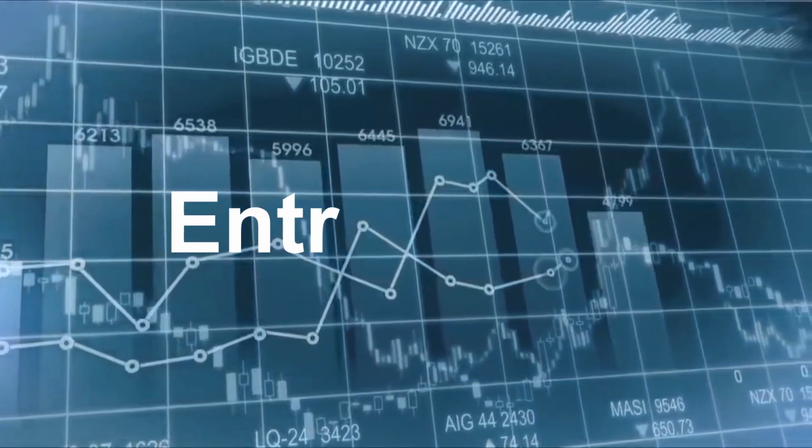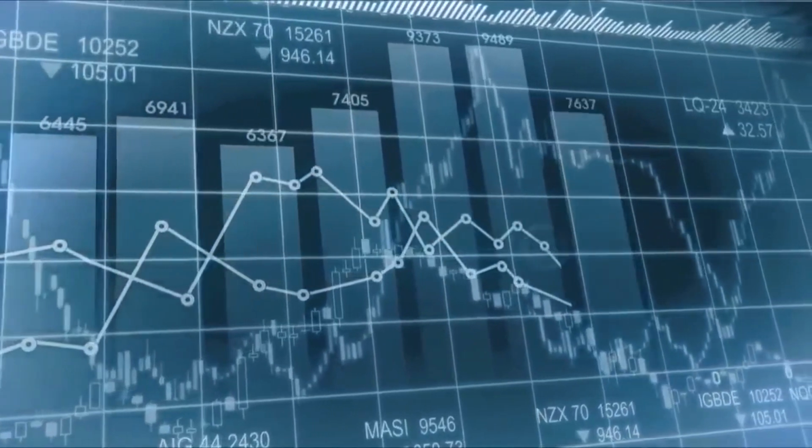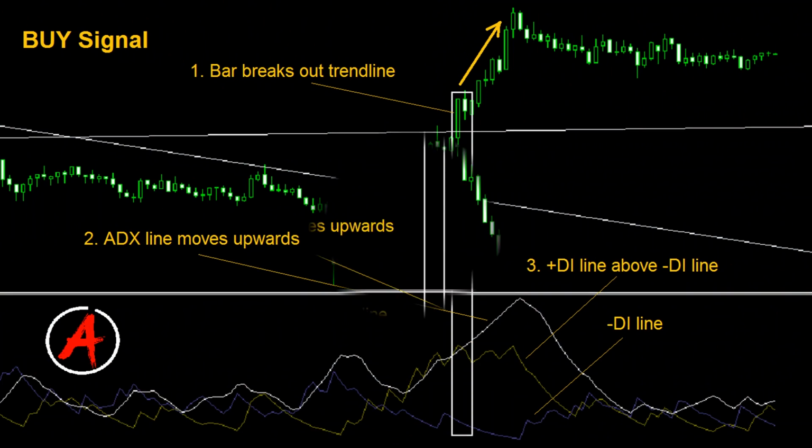The strategy consists of two indicators: Trend lines indicator and ADX indicator. Consider buy, when a bar breaks out the trend line and closes above it. ADX line moves strongly upwards. Plus DI line is above minus DI line. Ideally both these lines should be wide apart.